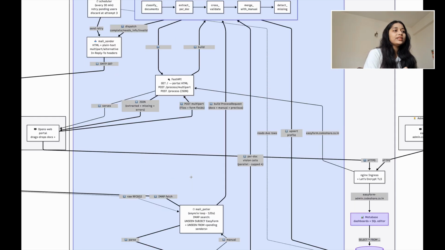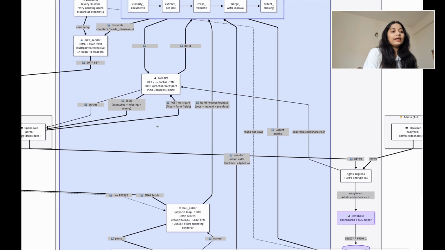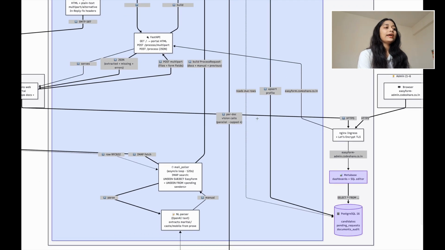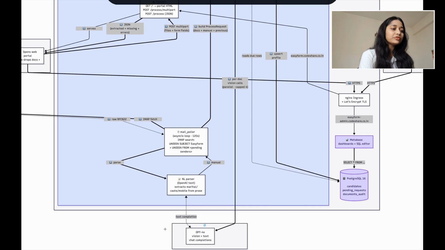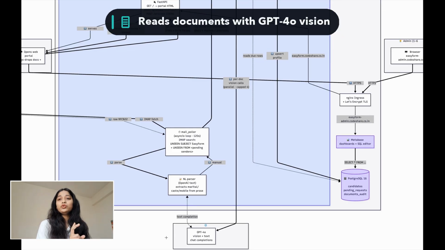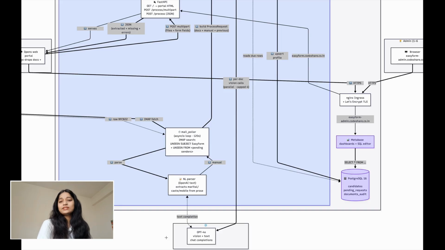The second one is the HTTP API for the web portal, the third is a mail sender to send replies back, and the fourth is the LangGraph pipeline which does the actual AI work. And the agent also talks to GPT-4o for two main things. First is vision, to read the documents, and the second is text, to parse the natural language portion from the email's body.